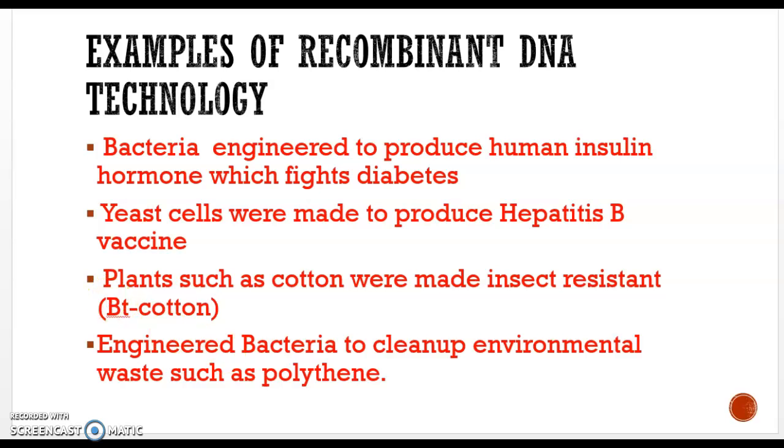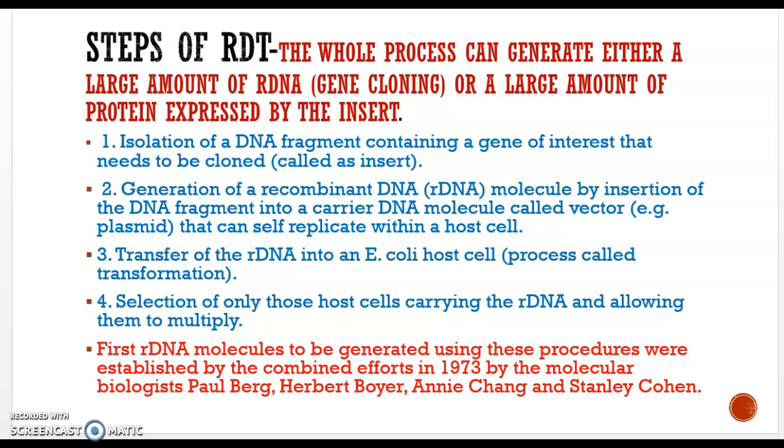Now, what are the various steps which are required for the formation of recombinant DNA? Before this, let me tell you that the first recombinant DNA molecules to be generated using the above mentioned procedures were established by combined efforts in 1973 by the molecular biologists Paul Berg, Herbert Boyer, Annie Chang, and Stanley Cohen.